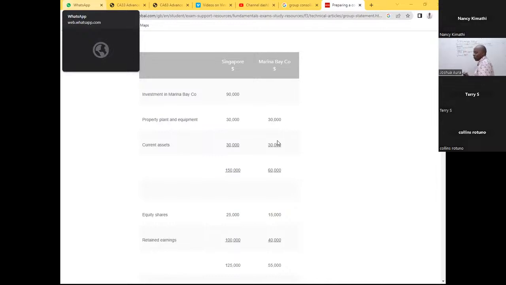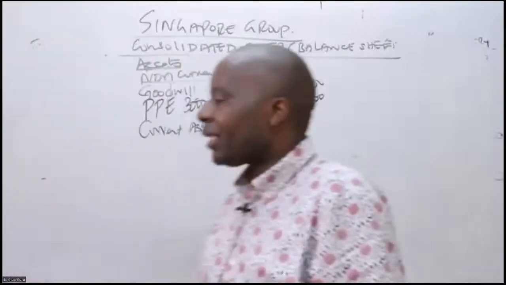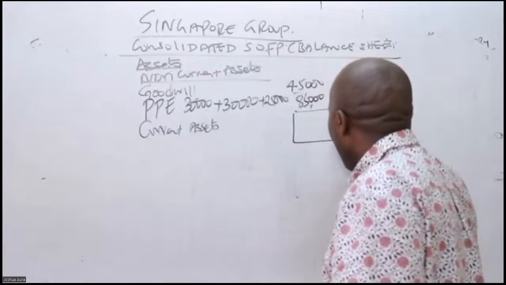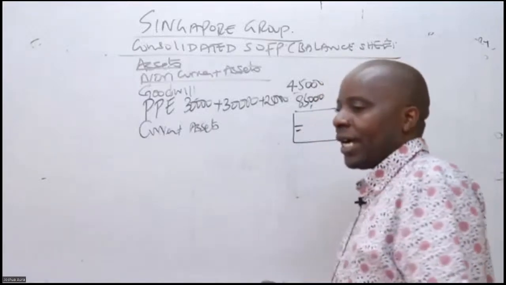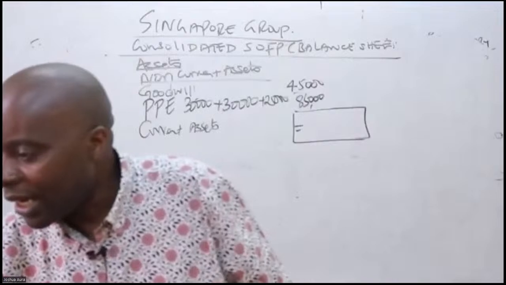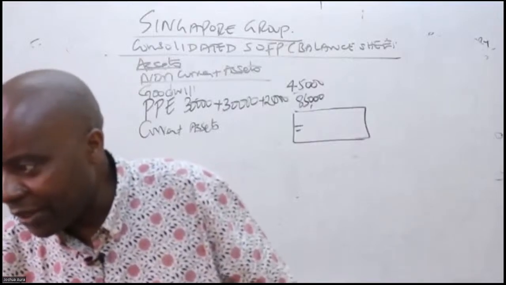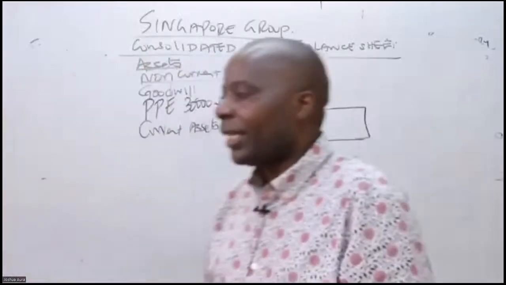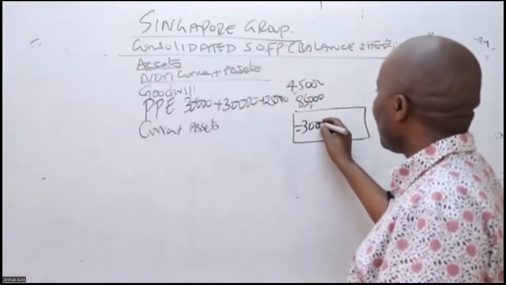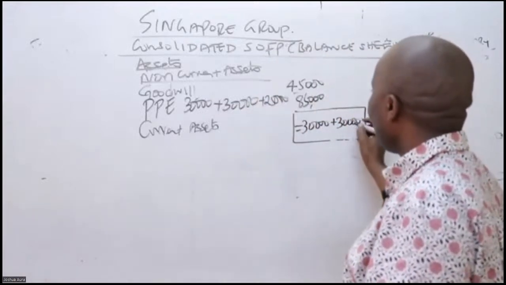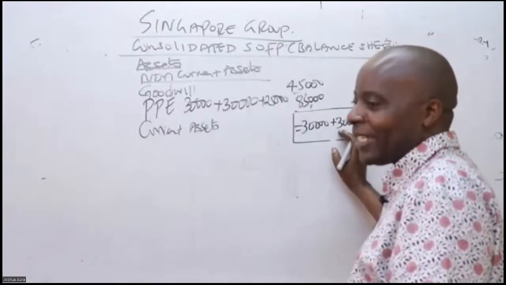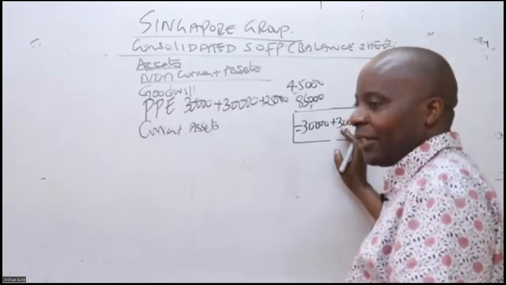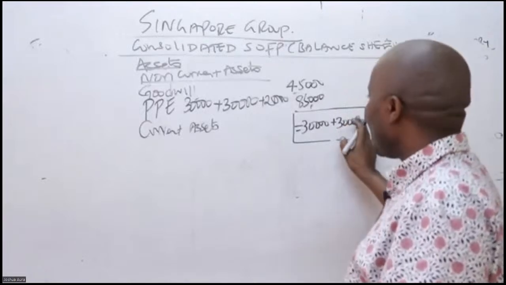I'll simply go to my box here. I'll make adjustments later. I say equals, and I can see current assets. What do we have here? I can see 30,000 and 30,000. So I'll say equals 30,000 plus 30,000. I'll be making adjustments later, but just say it like that. So is there somebody who is getting 60,000 for now?